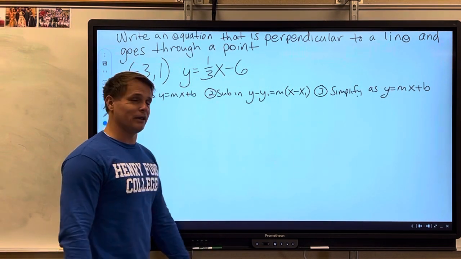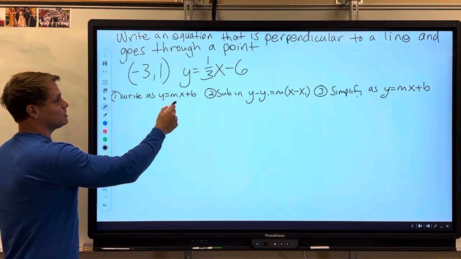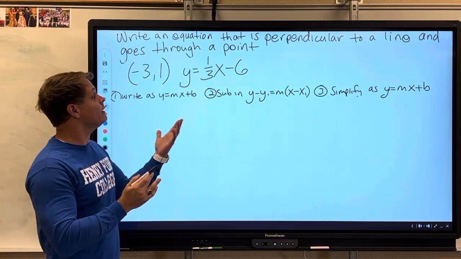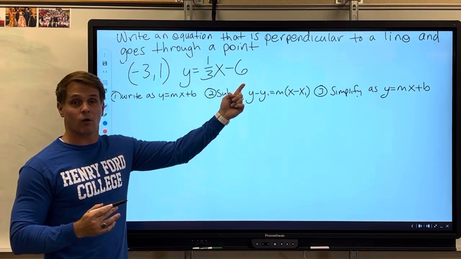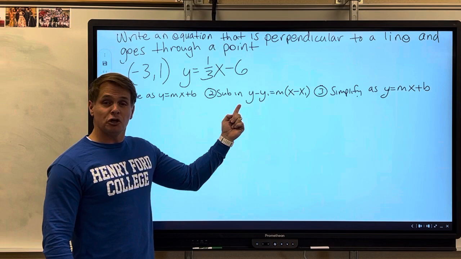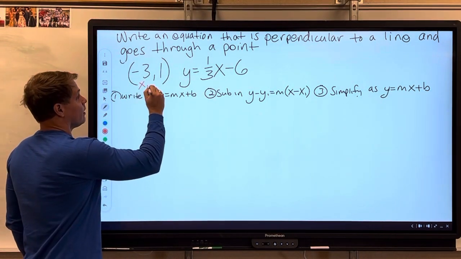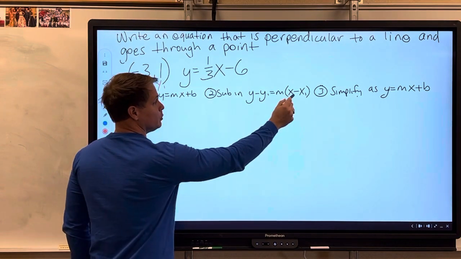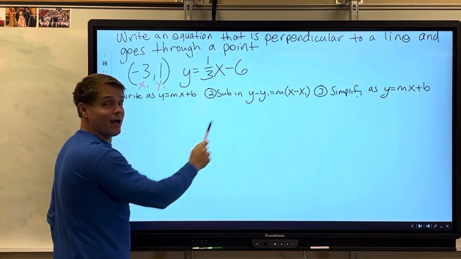Okay, let's do this problem together. Let's see if you got the same answer I did. First, we're going to write the problem as y = mx + b. It's already in y = mx + b form, or slope-intercept form. Step number 2, we want to write the x value and the y value in for x1, y1, and we want to write the slope in for m.